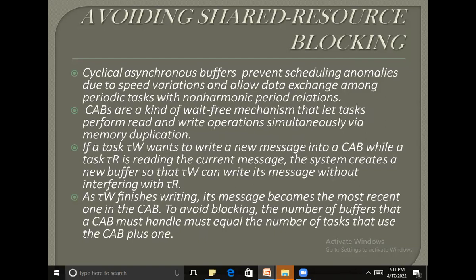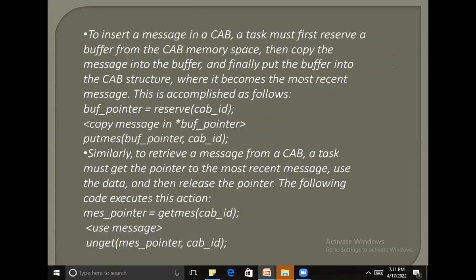To avoid blocking, the number of buffers that a CAB must handle must equal the number of tasks that use the CAB plus 1. To insert a message in a CAB, a task must first reserve a buffer from the CAB memory space, then copy the message into the buffer, and finally put the buffer into the CAB structure, where it becomes the most recent message. It is accomplished as follows. Buffer pointer is assigned to reserve CAB ID. Copy message in buffer pointer, put M's buffer pointer, CAB ID.